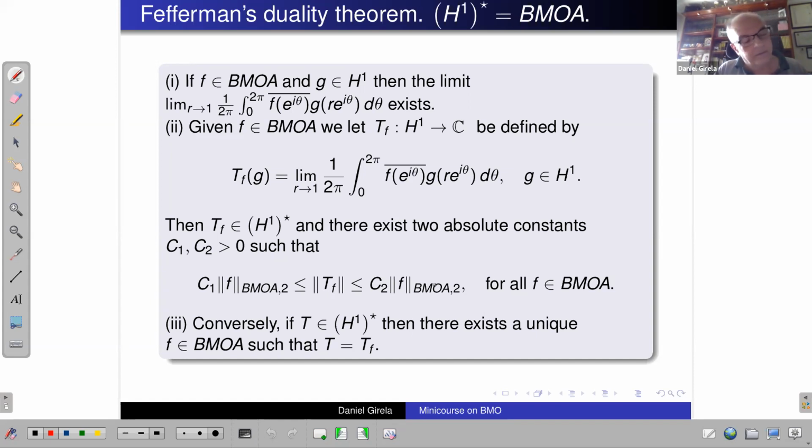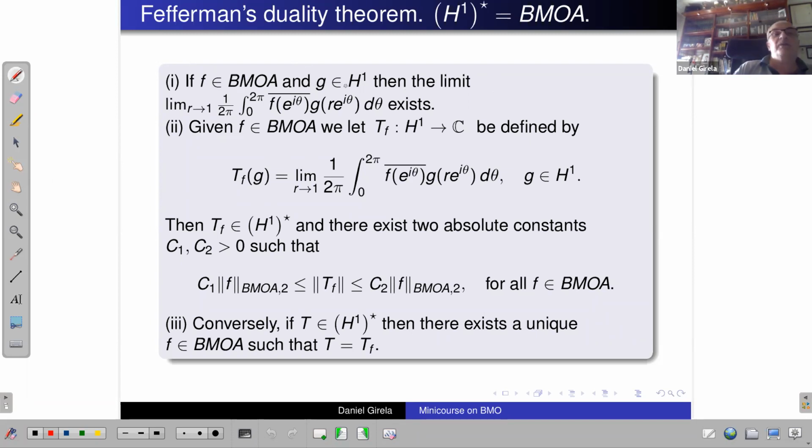You remember that we said that for p between 1 and infinity, the dual of Hp can be identified with Hq, where q is the conjugate exponent. But this is no longer true for p equal 1. The dual of H1 is not H infinity. BMOA shows up here. The dual of H1 can be identified with BMOA, analytic BMO, and this is the so-called Fefferman duality theorem.